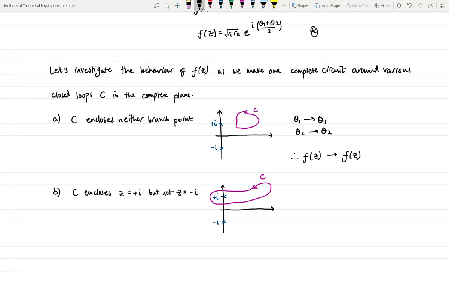Using our labeling from above, we now see that the angle θ1, after the point z executes a full circuit along the loop, acquires 2π. Meanwhile, θ2 is unchanged. If we put these into our function above in terms of the moduli and these angles θ, we now find that the function acquires a minus sign. And this confirms that the point plus i in the complex plane is a branch point of our function.